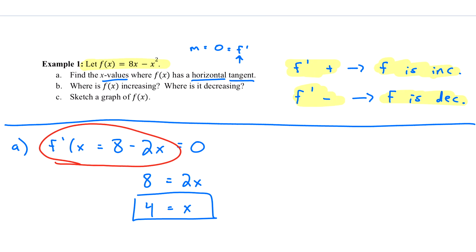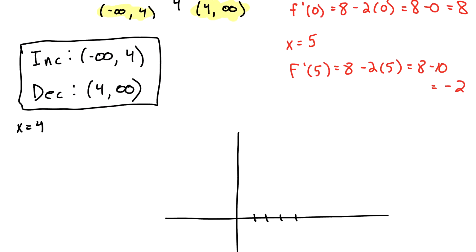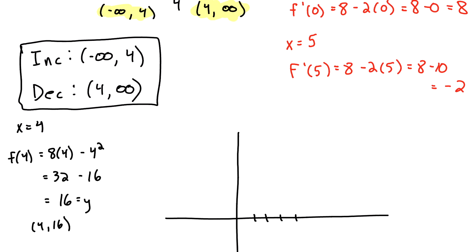So we have 8x minus x squared. So f of 4 is equal to 8 times 4 minus 4 squared. Here we should have 32 minus 16, which ends up being a positive 16. Remember, this is my y value. So I'm going to go ahead and put a point at (4, 16). I'm just going to label my y-axis by 2's really quickly: 2, 4, 6, 8, 10, 12, 14, 16. And I'm going to put a point right about here.